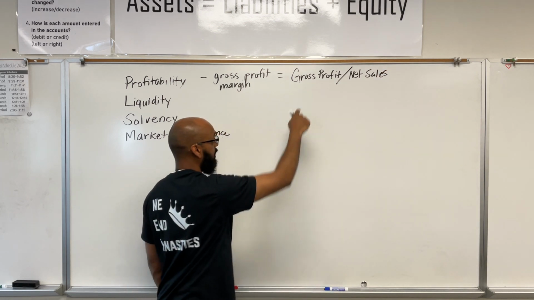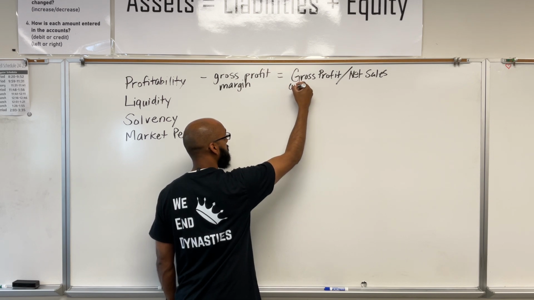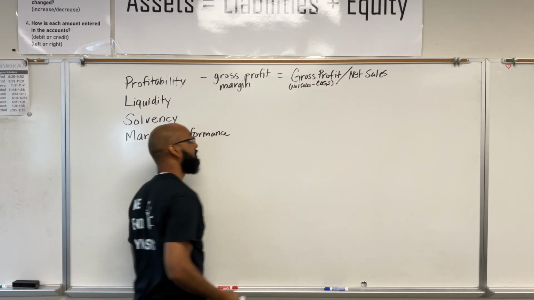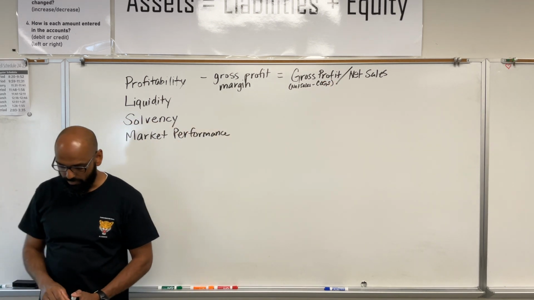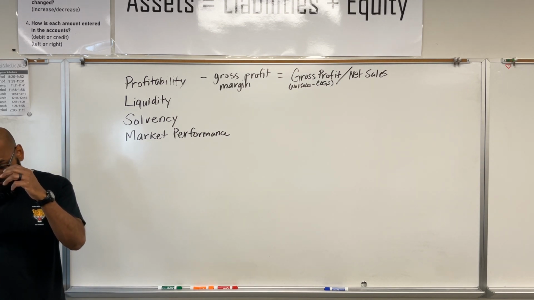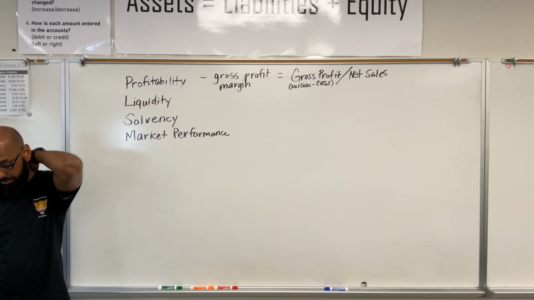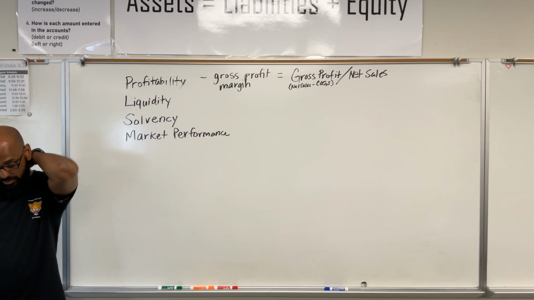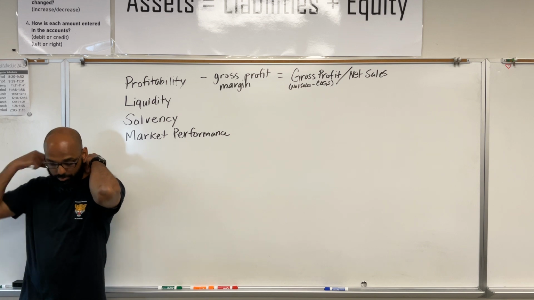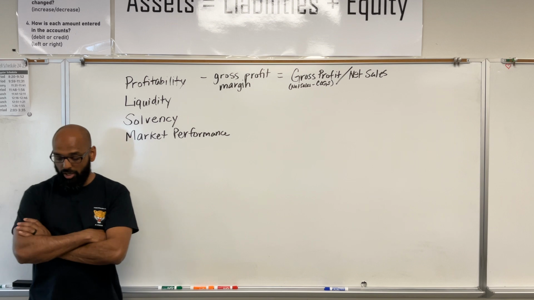And gross profit, remember, is our net sales minus our cost of goods sold. All right, so that's the main profitability ratio that we talked about. What does this tell us? This tells us how well the company sells products above their cost. How well we sell products above our cost.